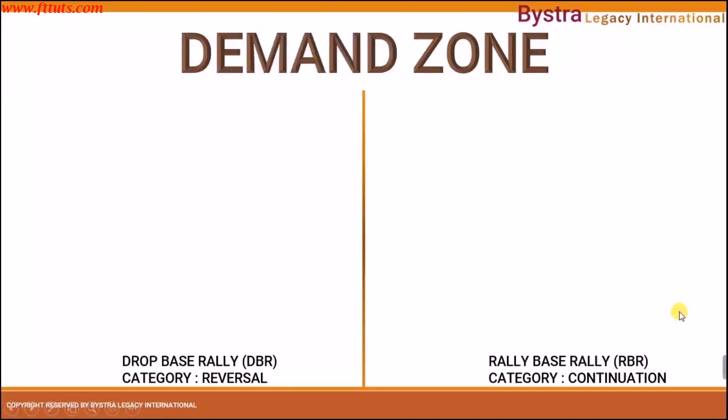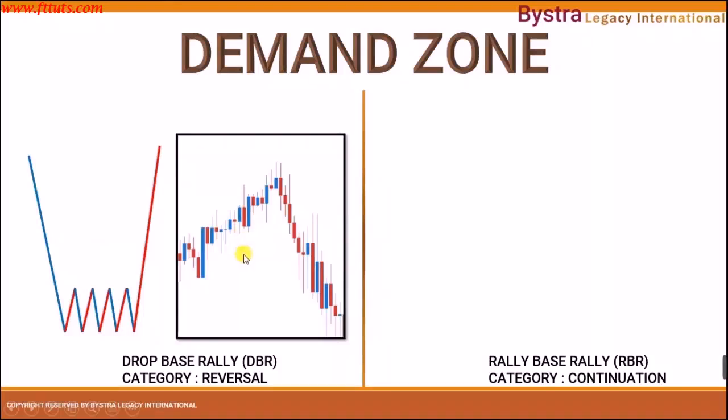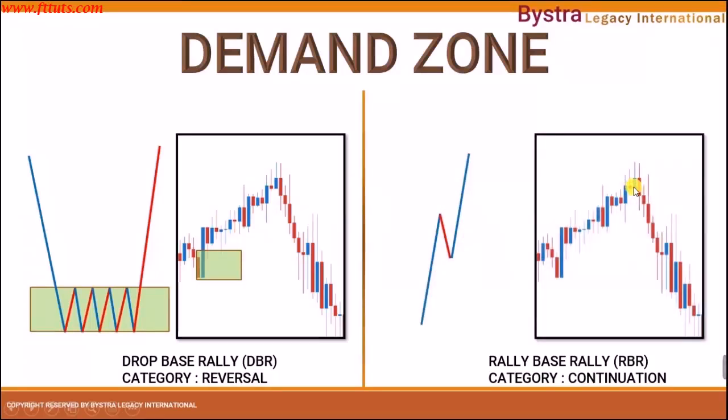Now let's look at the demand zone. In the demand zone we have the Drop Base Rally and the Rally Base Rally. The Drop Base Rally looks something similar to this in the chart. We mark the base here, and in this candlestick chart we can see this is the Drop Base Rally. Then let's look at the Rally Base Rally, something similar to this. This is the candlestick chart and we mark this as the base. There are a lot here. This can be a Rally Base Rally, this can be a Rally Base Rally, this as well and this as well.